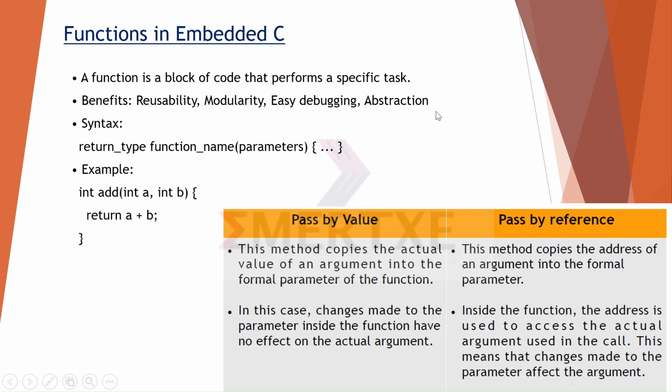In functions, we can use pass by value and pass by reference. Pass by value copies the actual value of an argument into the formal parameters of the function. In this case, changes made to the parameter inside the function have no effect on the actual argument. The pass by reference method copies the address of an argument into the formal parameter. Inside the function, the address is used to access the actual argument used in the call. This means that changes made to the parameter affect the actual argument.